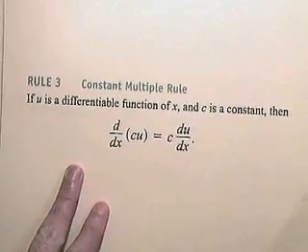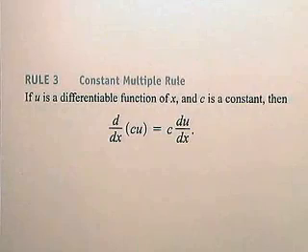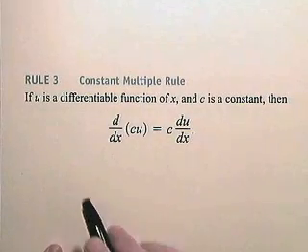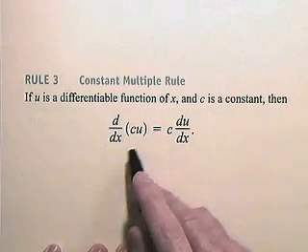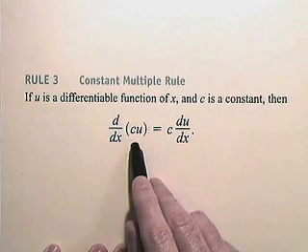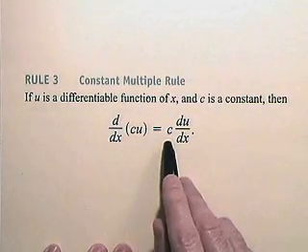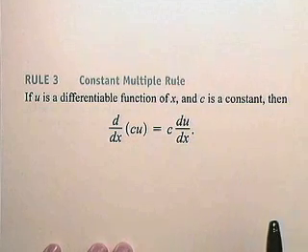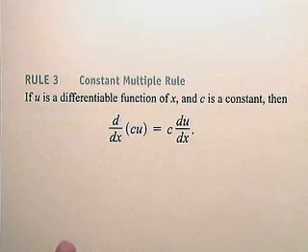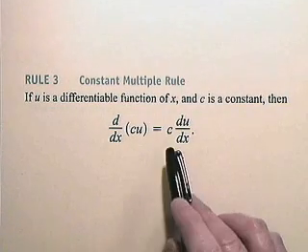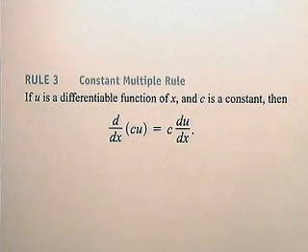Our next rule is the constant multiple rule. If u is a differentiable function of x and c is a constant, then the derivative with respect to x of c times u is c times du dx. So if I have, for instance, differentiate 7 times u, that would be 7 times du dx.